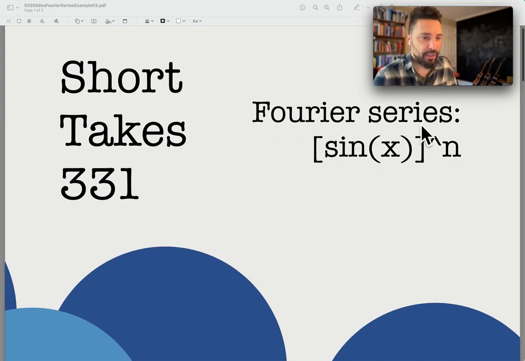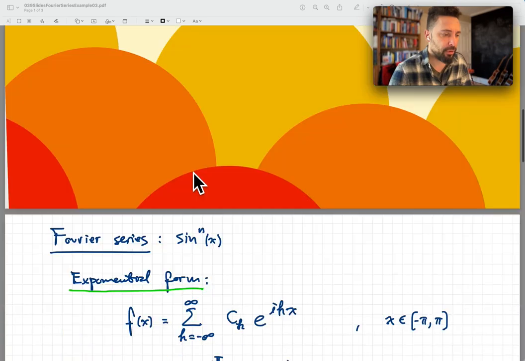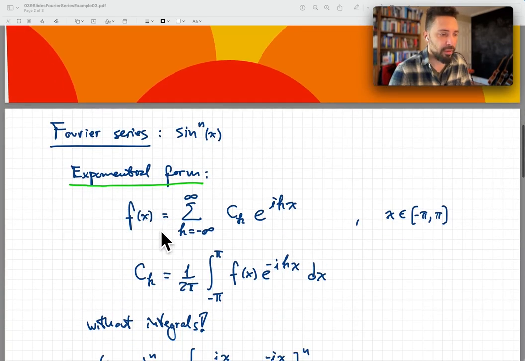Today we're going to see another example of a Fourier series. We're going to expand the sine of x to the nth power, and for that purpose, we're going to use the exponential form of the Fourier series. If you recall, for a given function f of x with x between minus pi and pi, the Fourier series in exponential form is given by this formula.